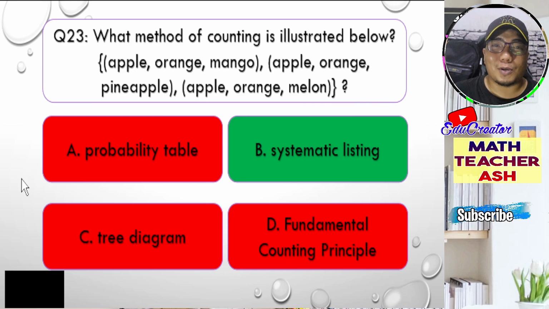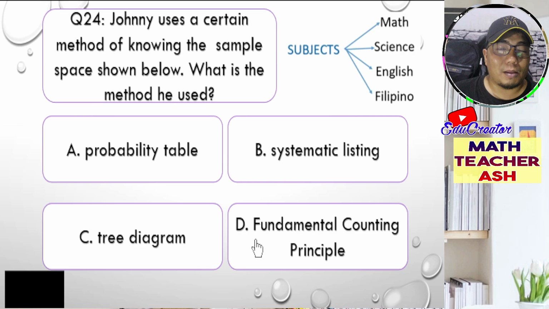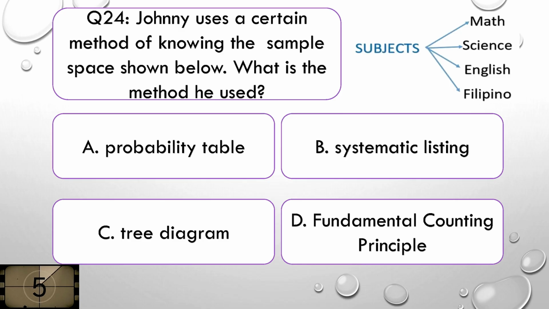Now, let us go to question number 24. Johnny uses a certain method of knowing the sample space shown below. What is the method he used? Shown at the right, we have here subject, and then it is arrowed with math, science, English, and Filipino. Is it A, probability table, B, systematic listing, C, tree diagram, or D, fundamental counting principle? I'll give you 5 seconds to think about your answer.